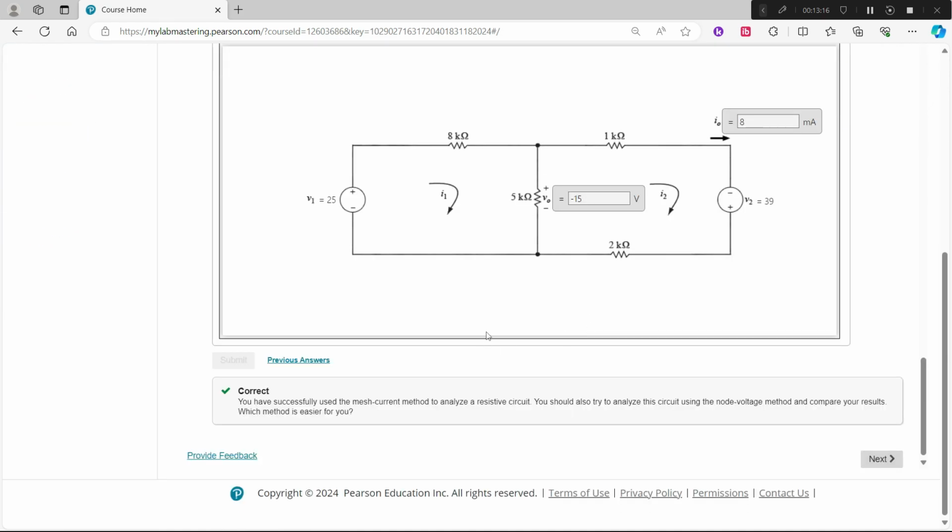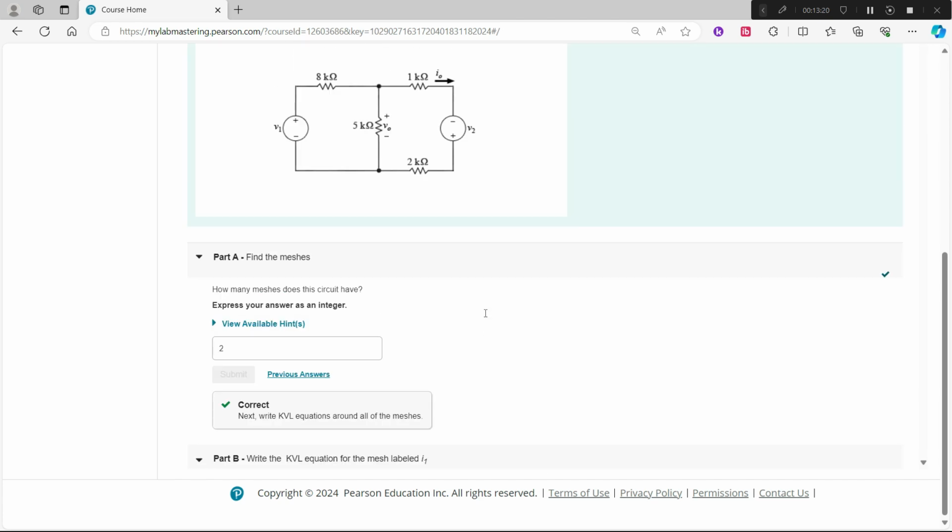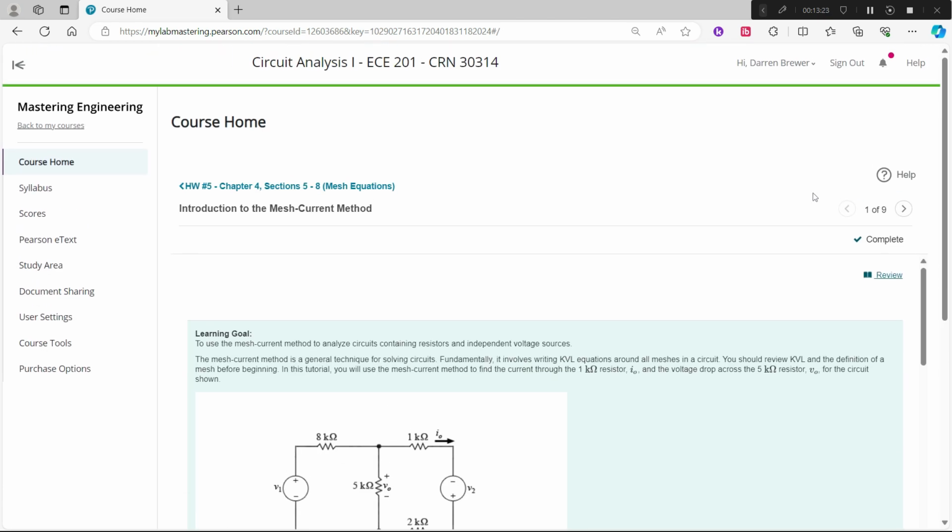And all these are pretty self-explanatory. But yeah, that's how you do the mesh analysis.